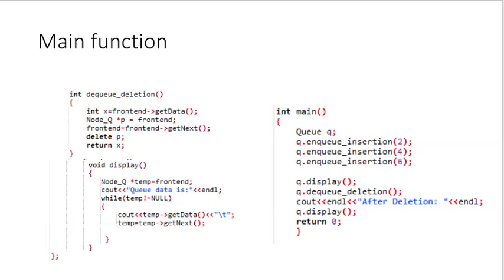For displaying the nodes, you also create a new pointer which is temp. You assign it to the front end, and then cout the data, and it will run while the temp is not equal to null, meaning it will display all the nodes for you. If I have inserted 2 or 3 nodes, it will run until the temp comes to null. The temp will give us the get data and the get next: it will give us the data of the node, then move to the next.